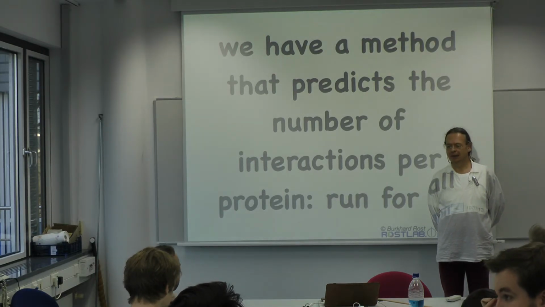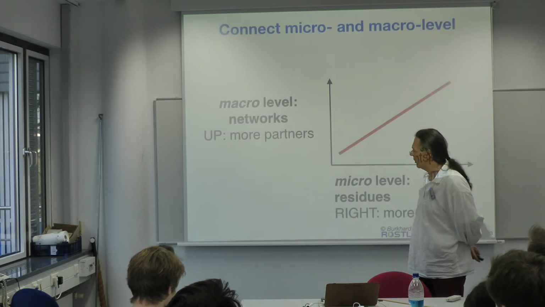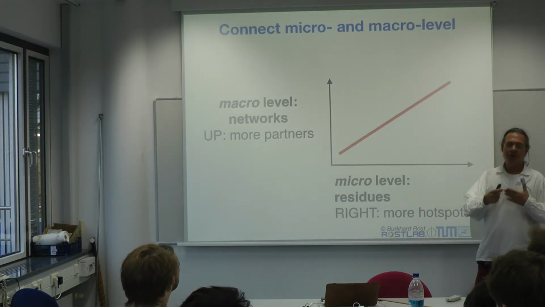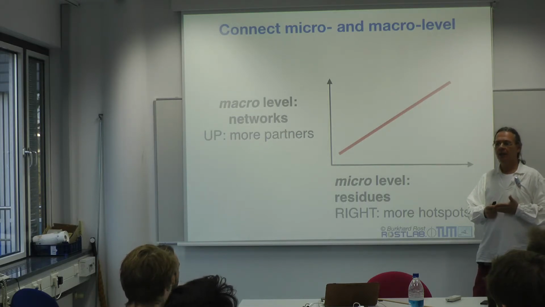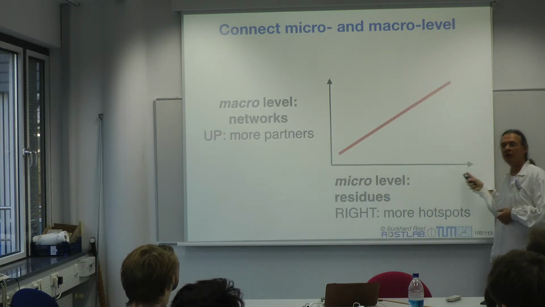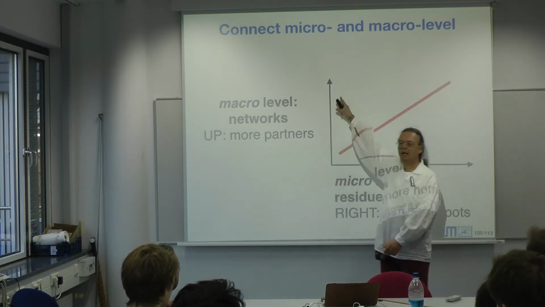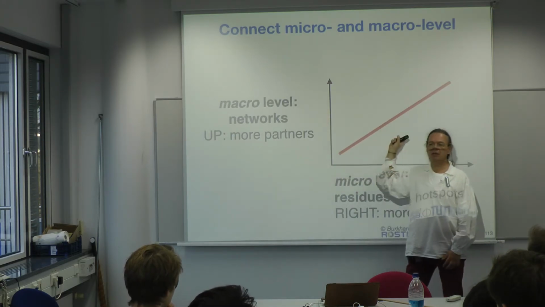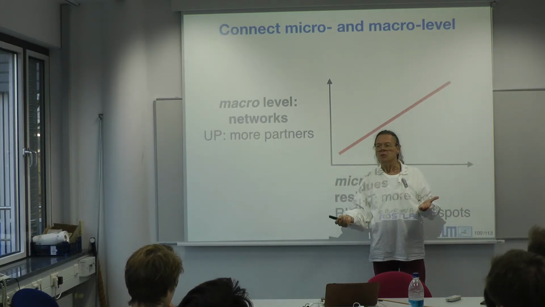No idea? It's the idea of Yanai Ofran. Since what we predict with our method is on the micro level, we predict whether a particular residue is involved in the protein-protein interaction or not, right? So the more residues we predict, maybe the more binding partners on the macro level we have. So here we have a feature that is per residue. Here we have a feature that is per protein and has something to do with the network.